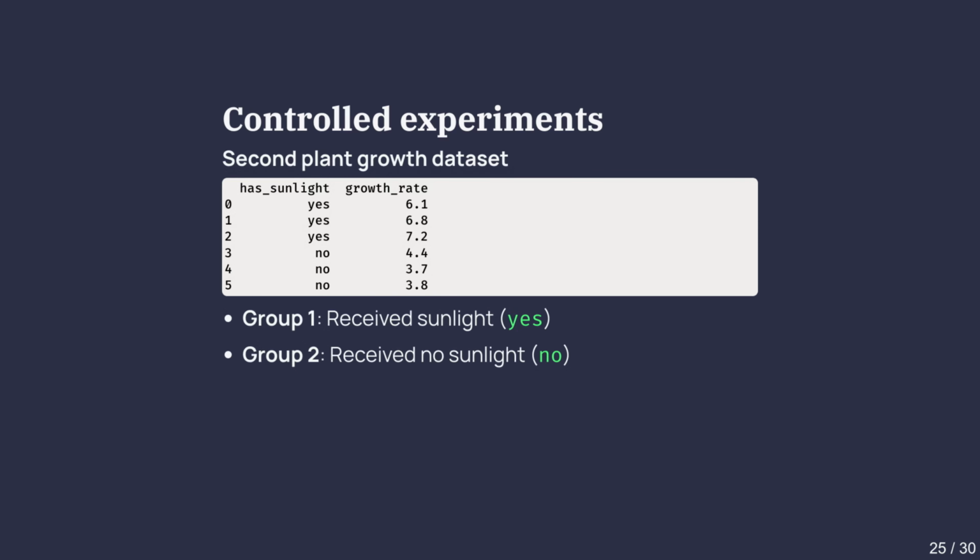A controlled experiment splits participants into two groups. One group gets the treatment and the other group doesn't. This helps isolate the effect of the treatment itself. Let me give you an example. Let's look at another plant growth dataset. We see that there are 6 plants and they are divided into two groups. Group 1 are the top 3 which received sunlight, and group 2 are the bottom 3 plants which did not receive sunlight. This experiment will let us decide whether sunlight has an effect on plant growth or not.